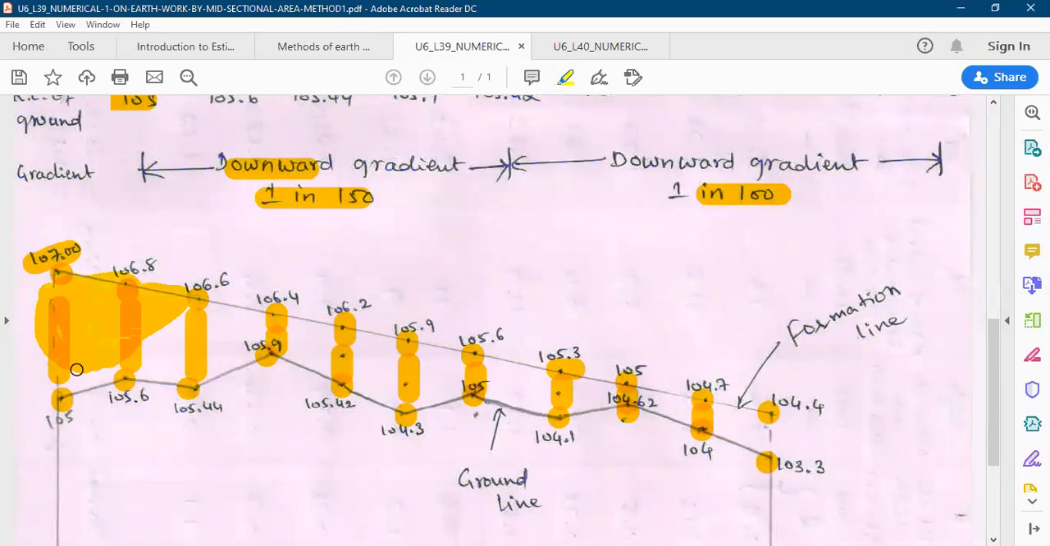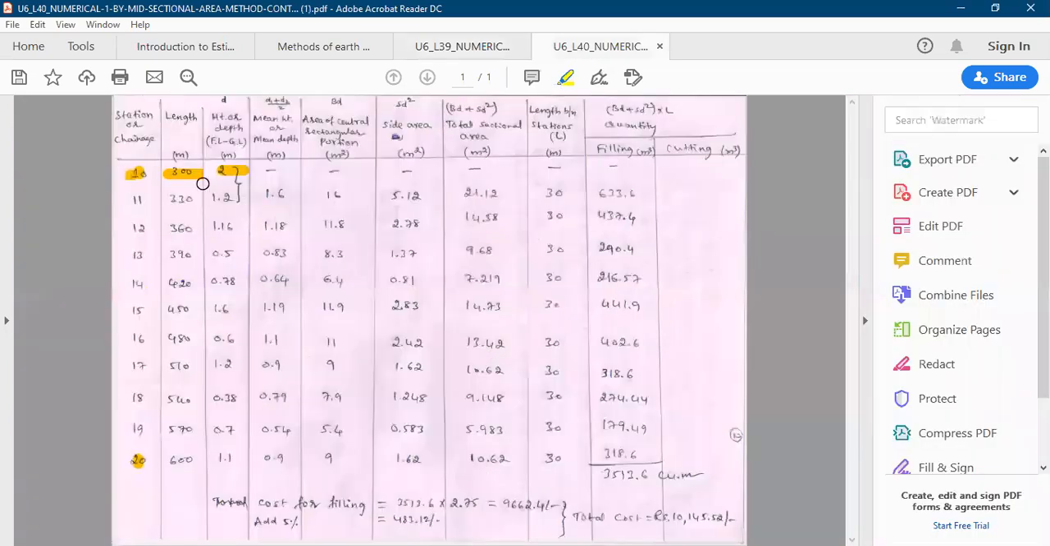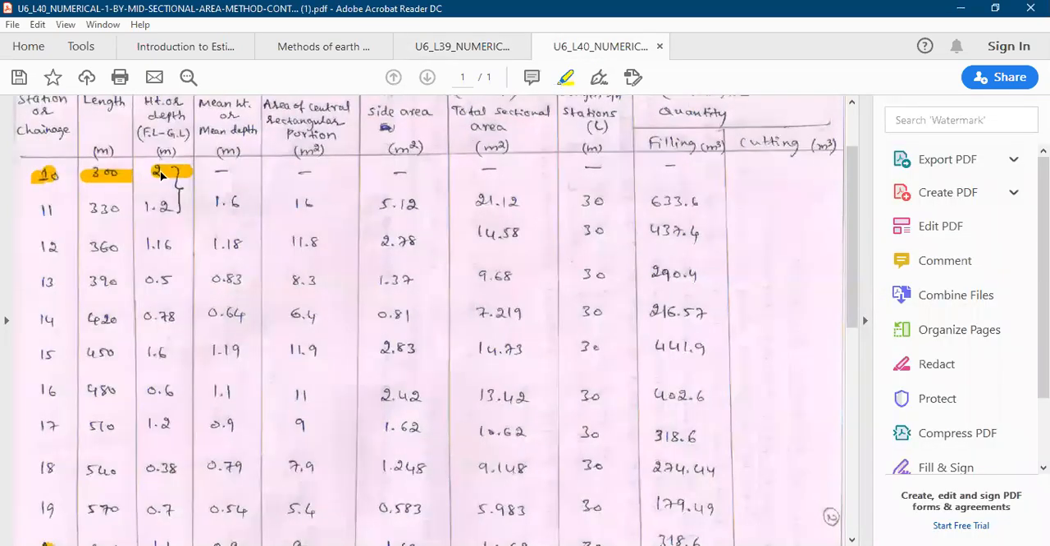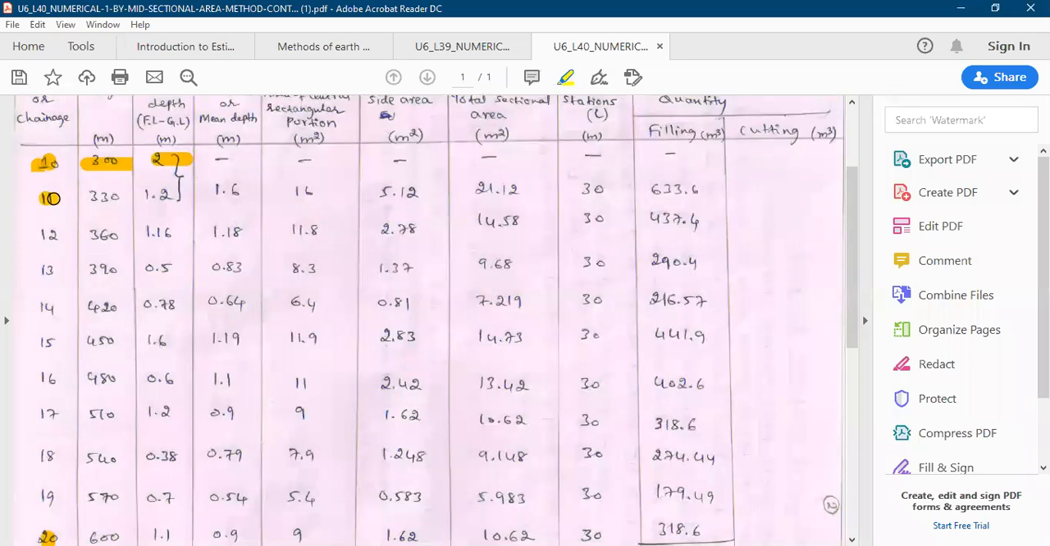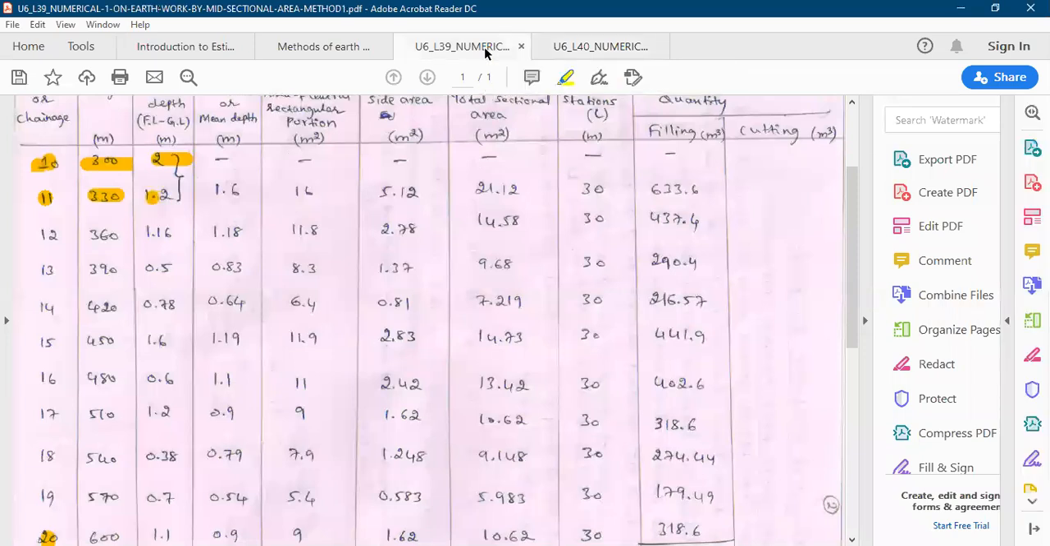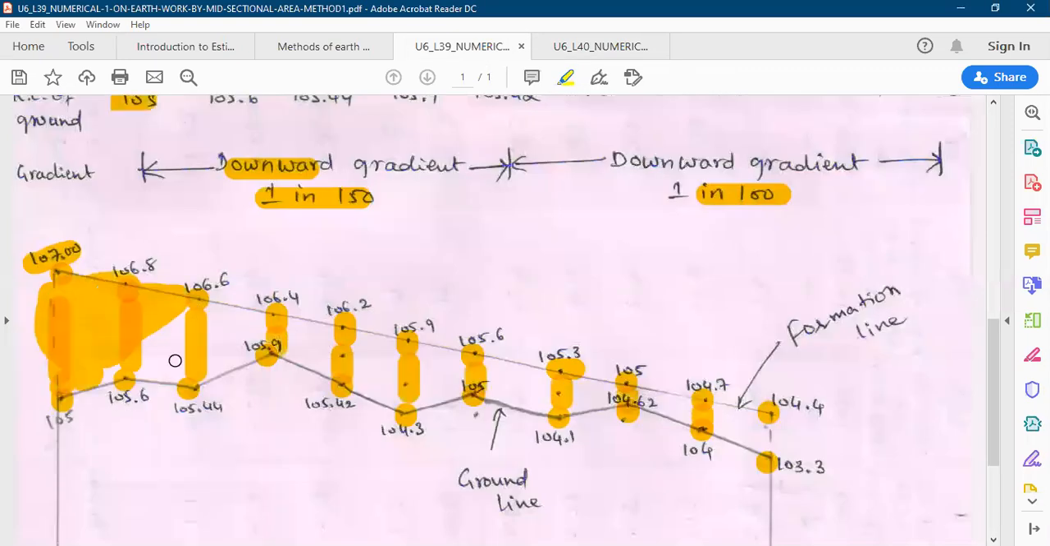So RL of formation minus RL of ground point, that is 107 minus 105. This difference is 2 meters, which is mentioned here, right? This is the 2 meters. Similarly, at the second chain station the distance is 330 meters, and there the RL of formation minus RL of ground will give the difference as 1.2.